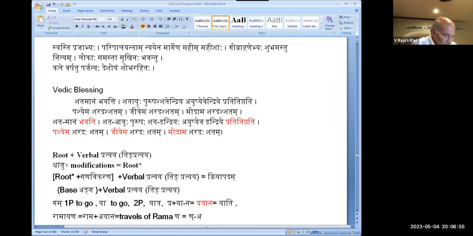Shatamanam bhavatu. Shatayuhu purusha shatendriya ayushevendriye pratitistati. Pashyema sharadam shatam. Sharadaha shatam. Jivema. You can see that jiva. Then you will see what the pratyaya is. Sharadam shatam. Modama mud, to rejoice. Sharadam shatam.